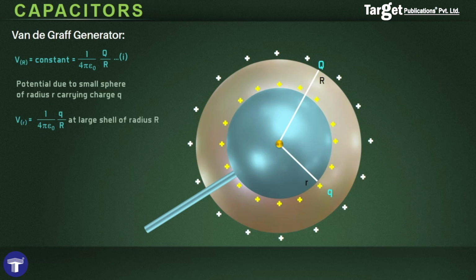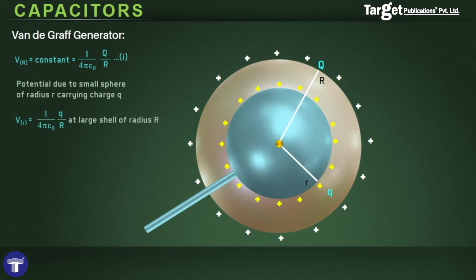Here we are looking at the potential due to the small sphere on any point on the bigger sphere. Since any point on the bigger sphere is outside the smaller sphere, we will use the formula 1 upon 4 pi epsilon naught Q by capital R, because capital R is the distance between any point on the larger sphere and the center of the smaller sphere.